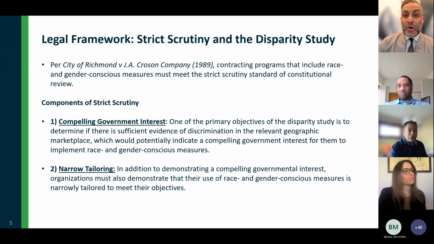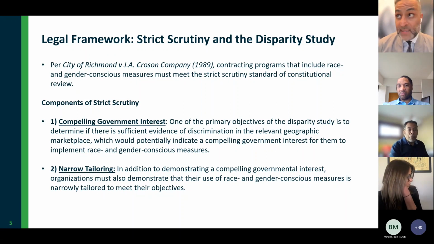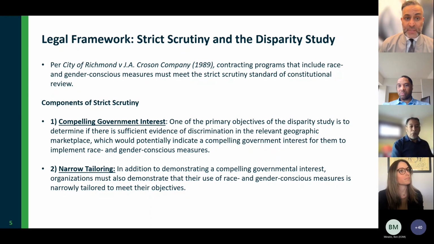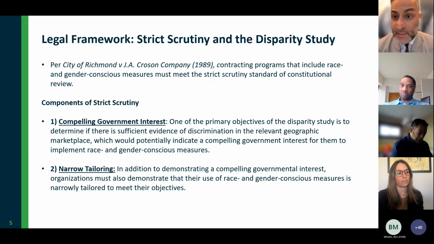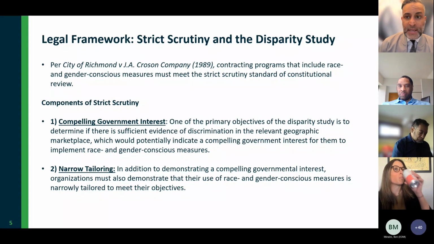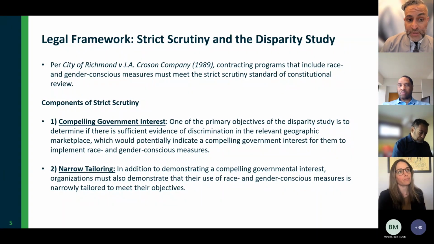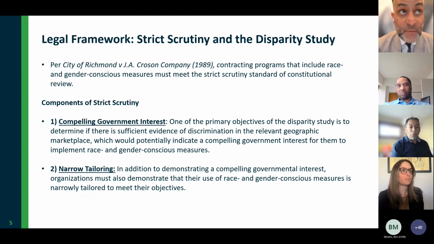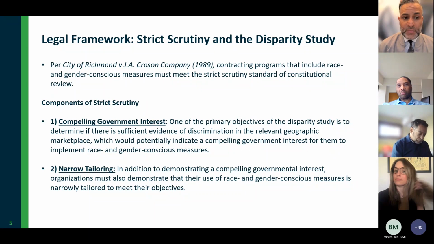The legal requirements for disparity studies originally fall out of a case that went in front of the United States Supreme Court, the City of Richmond versus J.A. Croson, which established the strict scrutiny standard as the appropriate standard to assess the constitutionality of race-based programs and often gender-based programs as well. There are two components of strict scrutiny, both of which are relevant to disparity study results.